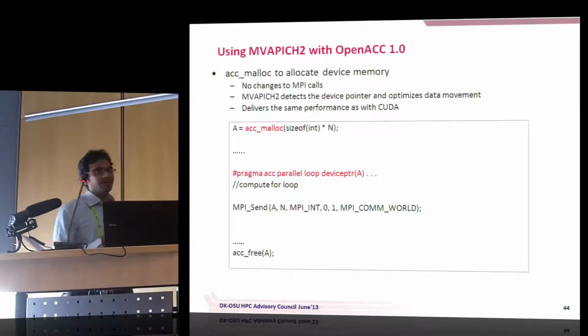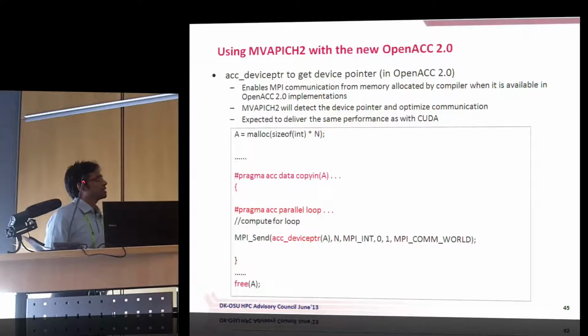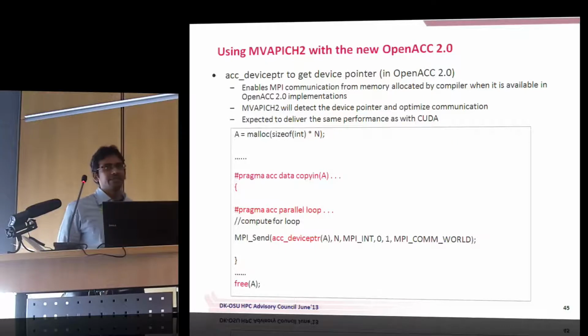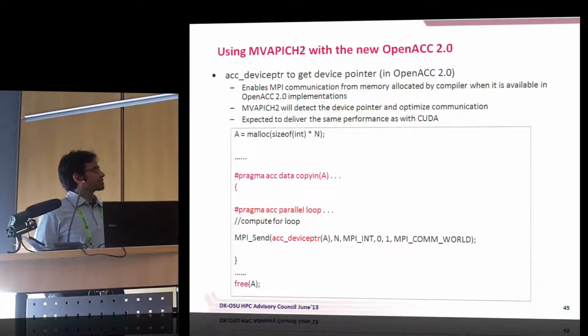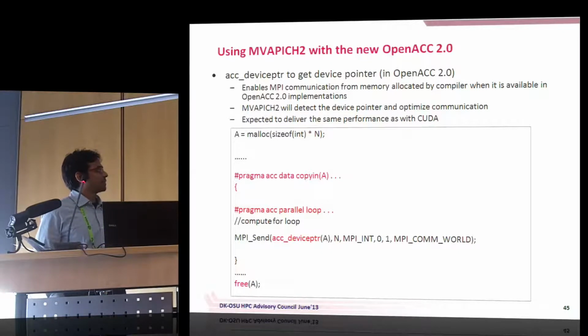One way that the user can do this is to use the acc_malloc library call that OpenACC provides, which allocates memory on the device, and then use the device memory as he would use any cudaMalloc memory with a library like MVAPICH2. Another approach is to use directives called acc deviceptr, where the user can let the compiler take care of the device memory allocation, but then give a hint to the compiler to provide the device pointer to the MPI calls that are being made. These are two ways that one can use a CUDA-aware or GPU-aware MPI library like MVAPICH2 with OpenACC.